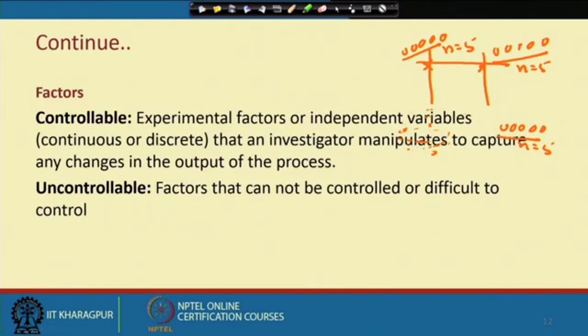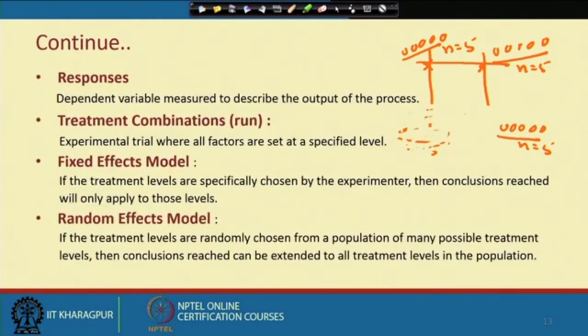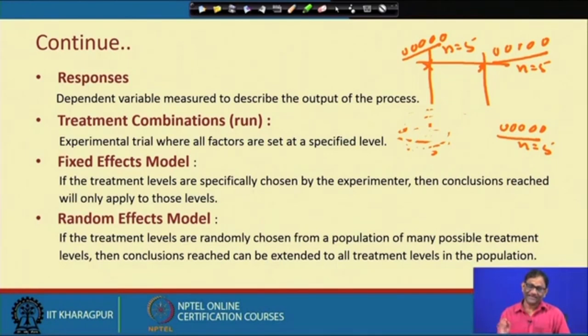Some more terms like controllable and uncontrollable factors I already told you, response I have given you, treatment combination I gave you. Now, fixed effect model and random effect model. As I told you, in the example of reaction time I said 80 minutes and 90 minutes. If you fix it and do the experiment, get the result and analyze it, this is a fixed effect model. But if you allow the reaction time settings to be probabilistic in nature, random, then the model we will develop later on will be a random effect model.